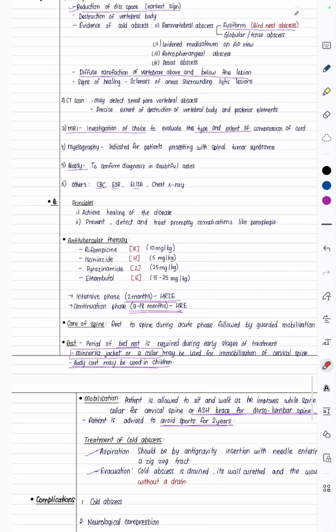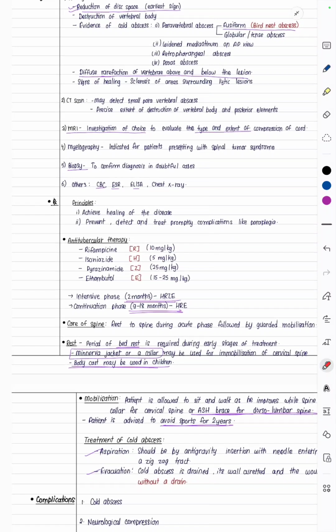Management principles is to achieve the healing and prevent, detect and treat the patients promptly. So medical therapy consists of anti-tubercular therapy, HRZE and HRE. HRZE is given for the intensive phase for 2 months, and a continuation phase for 9 to 18 months. Care of the spine.